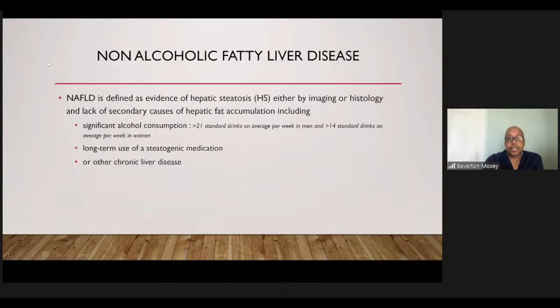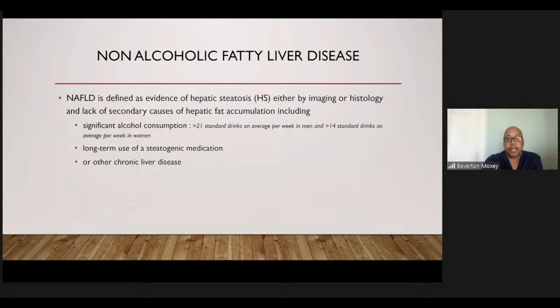So what's the definition of NAFLD? NAFLD is defined as having evidence of hepatic steatosis, either by imaging or histology, and lack of secondary causes of hepatic fat accumulation. And that could be resulting from significant alcohol consumption. And when we look at the guidelines presented by all of the major liver societies and gastroenterology societies, what is considered significant alcohol consumption is greater than 21 standard drinks on average per week in men and greater than 14 standard drinks on average in women.